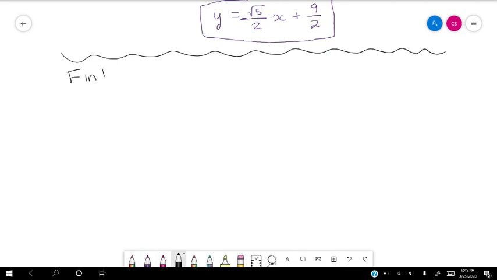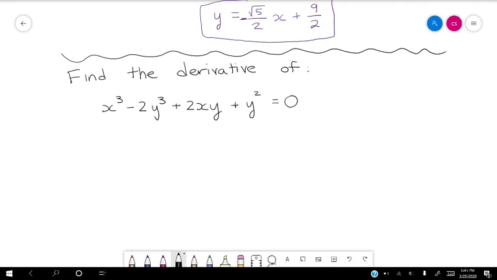We're going to find the derivative of the following: x cubed minus 2y cubed plus 2xy plus y squared equals 0. All right. If we want to find the derivative, what are some ways we can tell that we're going to have to use implicit differentiation? All the y's are all muddled with the x's. Okay, so we have a strategy for implicit differentiation.